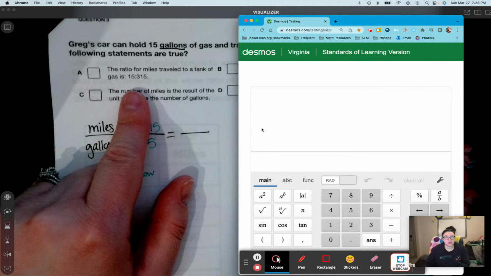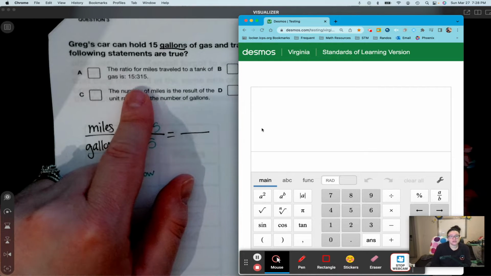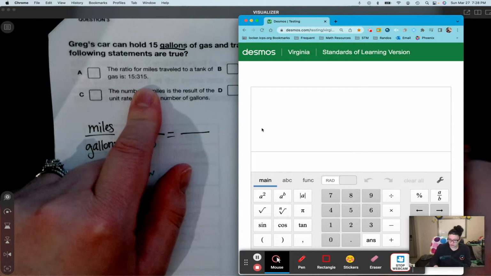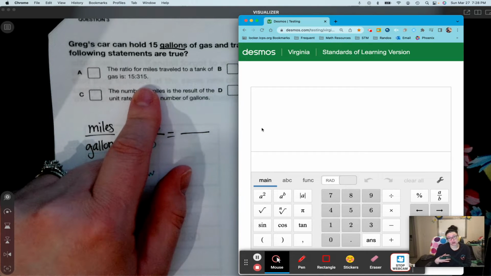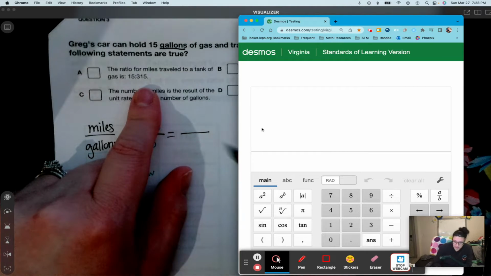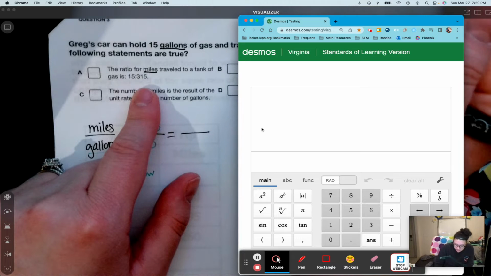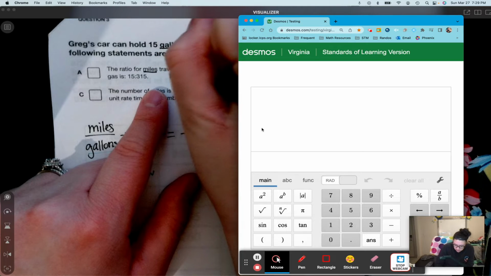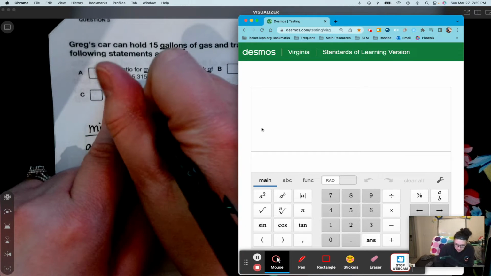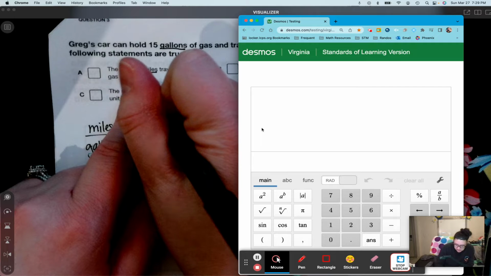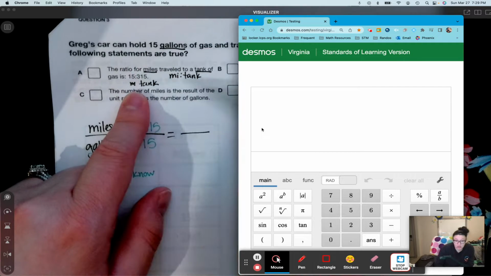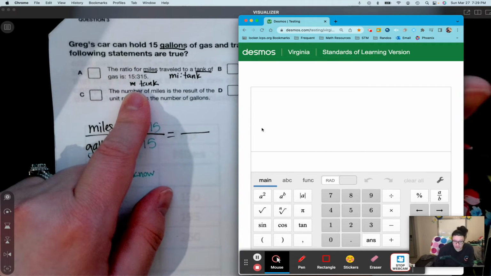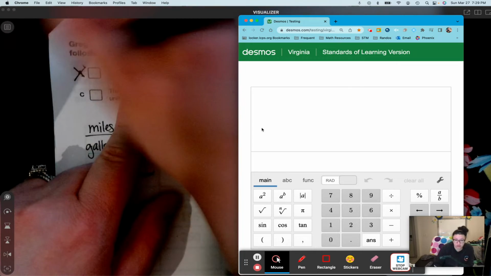A says that the ratio for miles traveled to a tank of gas is 15 to 315. So this is a ratio. This is talking about our last unit. It wants miles first and then to the tank. Miles to the tank. Is it 15 miles and 350 gallons in my tank? No, the order is wrong. A is not correct.